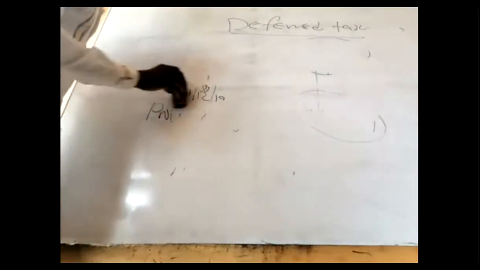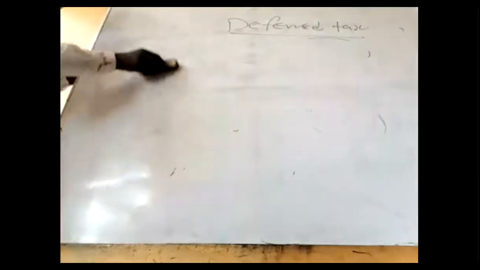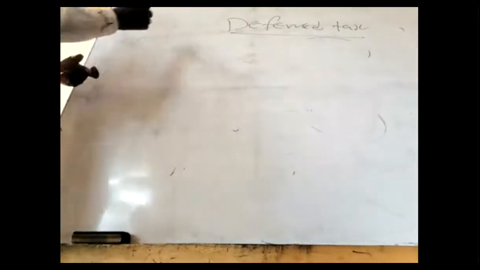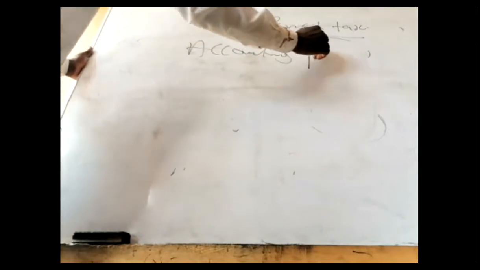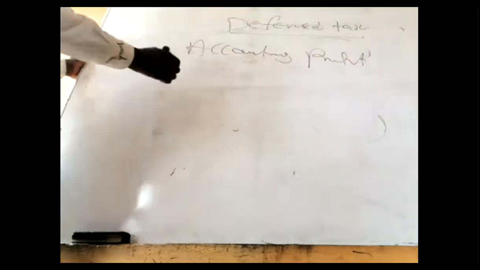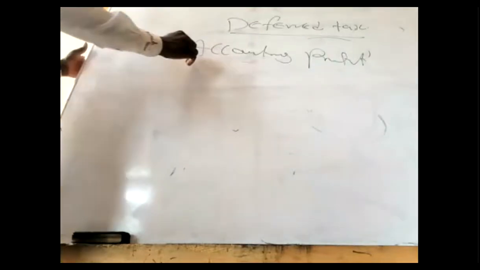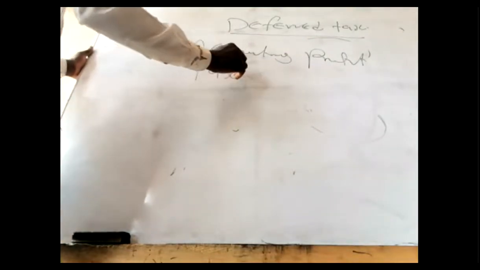Now, when I mention deferred tax, there are two types of profit that come to mind. You should know all of this. We have what we call accounting profit and taxable profit. What's the difference? Accounting profit, I call it the accountant's profit, and taxable profit, the taxman's profit.